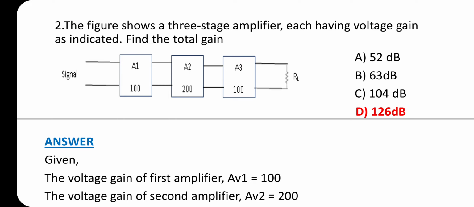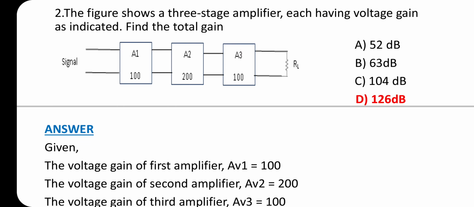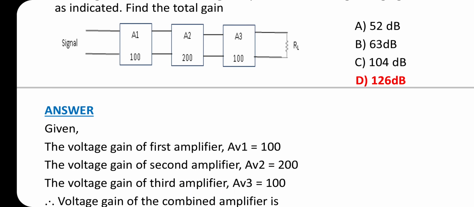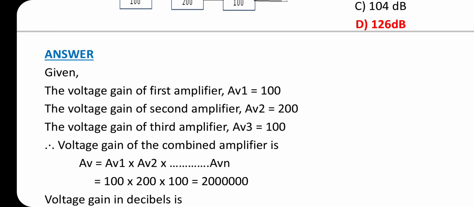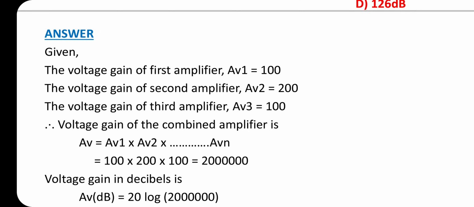Question number 2. The figure shows a 3-stage amplifier each having voltage gain as indicated. Find the total gain. Answer is option D, 126 dB. We know that 2 or more amplifier circuits can be cascaded to increase the gain of an AC signal. The overall gain AV can be calculated by simply multiplying each gain together. That is AV equal to AV1 into AV2 into AV3 up to AVN.